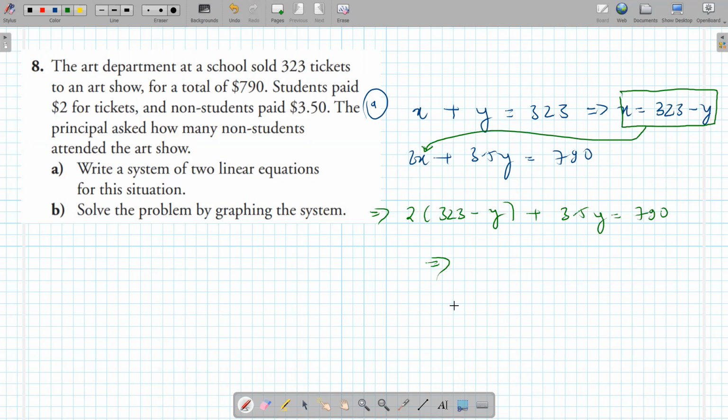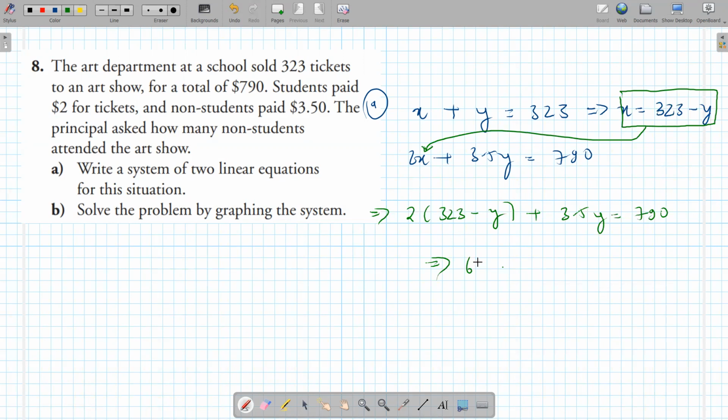There's only one variable in it. Now this becomes a linear equation. You open the bracket, okay? Open the bracket, combine the like terms.